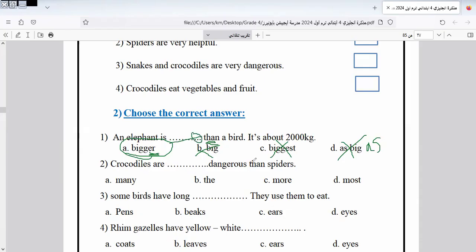Let's go to another one. Here we have "than," and this is called what? This is called adjectives of more than one syllable. So the answer will be what? It will be "more than."